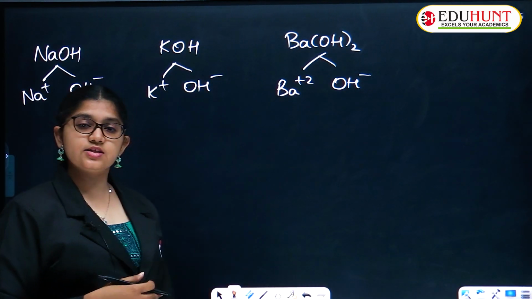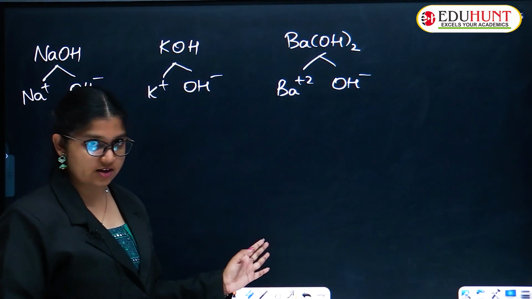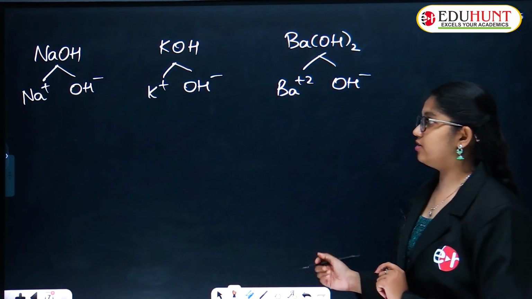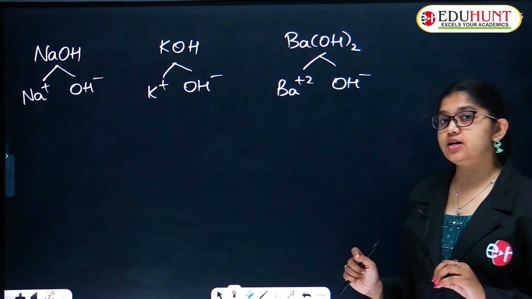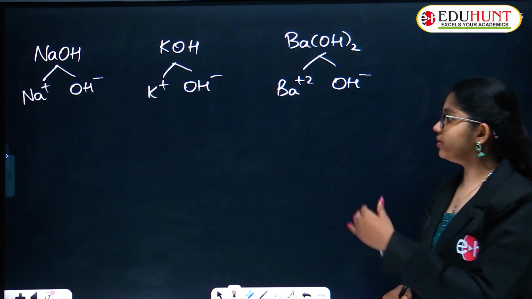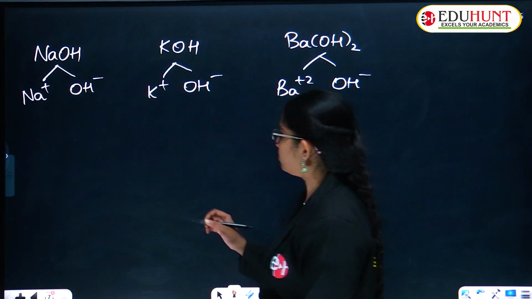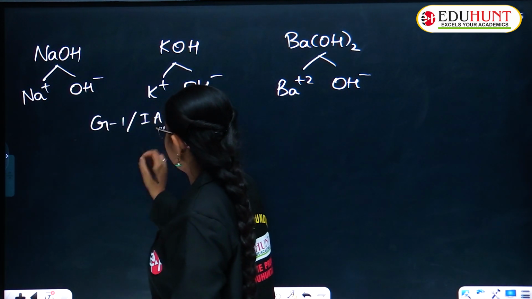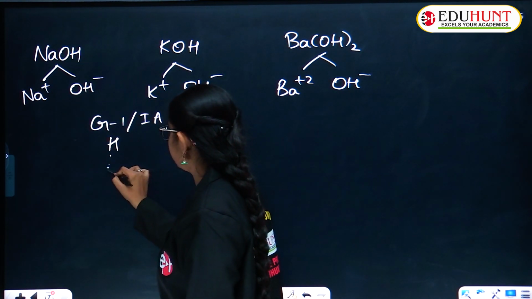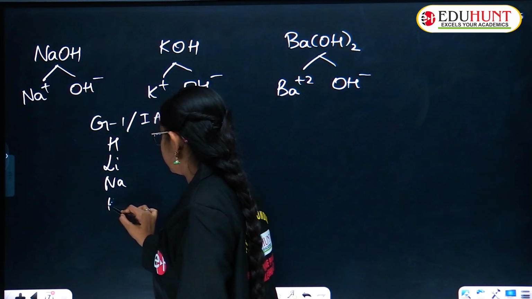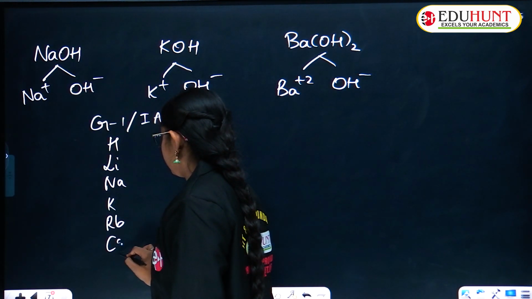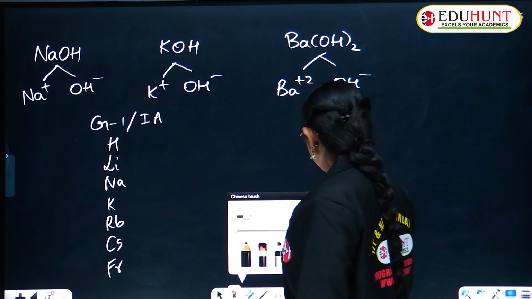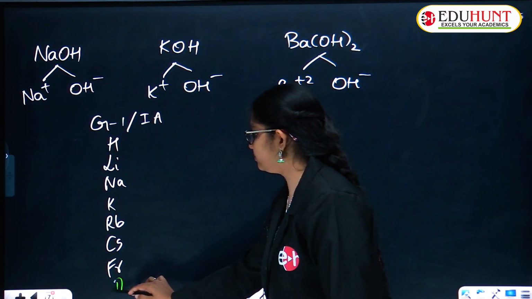Ma'am, how did you get all these things? I am not understanding anything like that. I just recommend you to learn the names of the elements in the periodic table. If you see the periodic table, the group 1 elements, or we can write 1A, are hydrogen, lithium, sodium, potassium, rubidium, cesium, francium. These have valency 1.